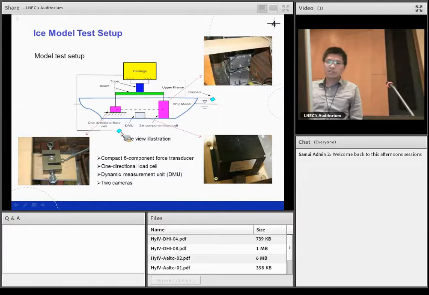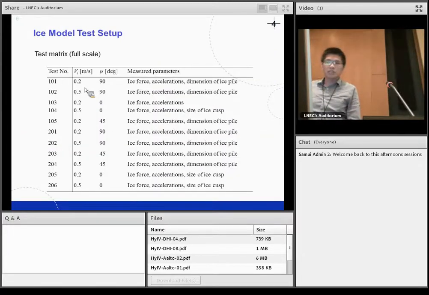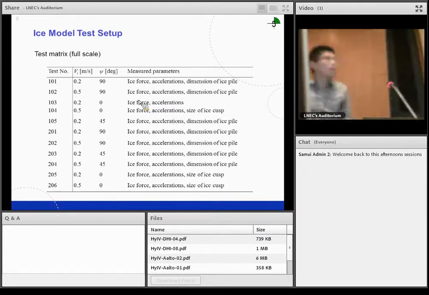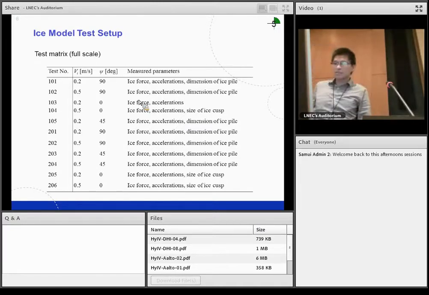In total, we have done 11 tests with different ice drifting speeds and headings. The ice drift speeds are relatively low because low speeds are very important to the station keeping of Arctic structures. The speeds used were 0.2 and 0.5. I used 3 heading angles here, 0, 45, and 90. The measured parameters include ice force, accelerations, the dimension of ice ridge, and the size of ice floes.